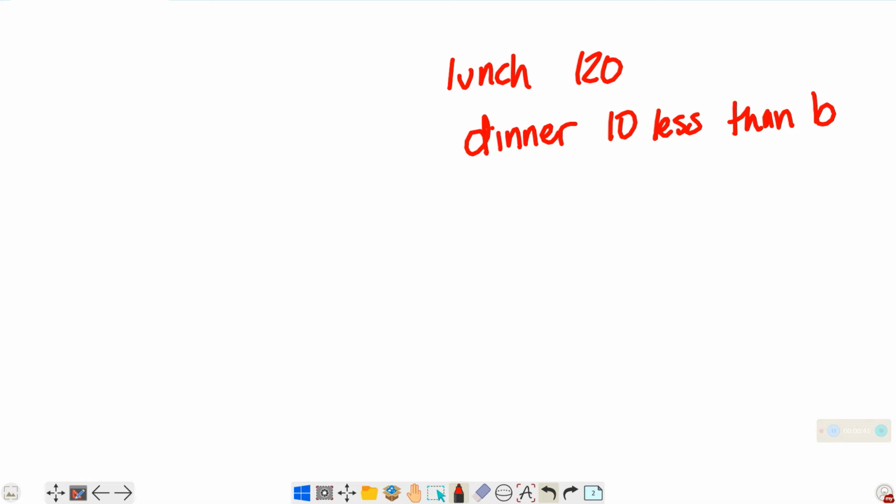The number of customers at Yummy Smoothie during lunch was 3 times as many as during breakfast. So lunch was 3 times the breakfast amount.